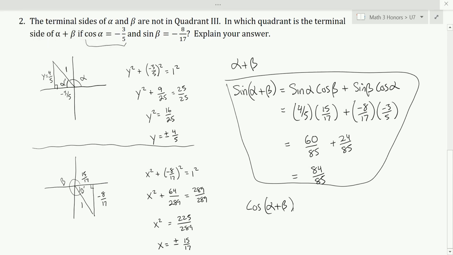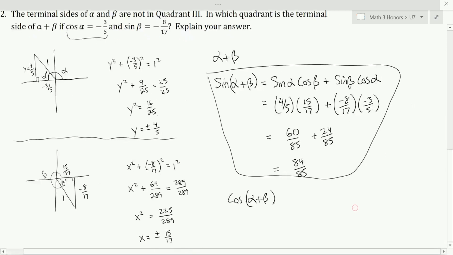So this is where we stopped, and cosine of alpha plus beta. You can use your cheat sheet, but we've been doing this over and over. Some of you are maybe starting to memorize these formulas. At least I'm memorizing them. We have cosine alpha, cosine beta, minus sine alpha, sine beta, right?